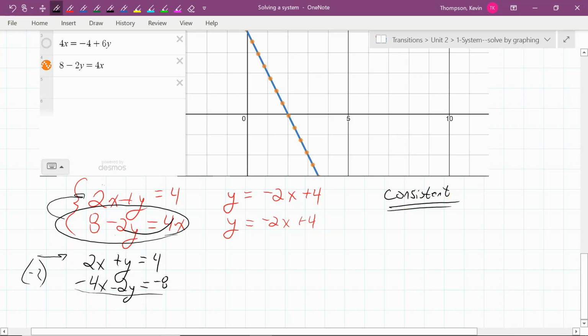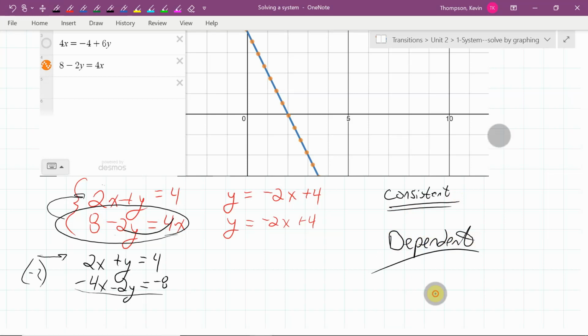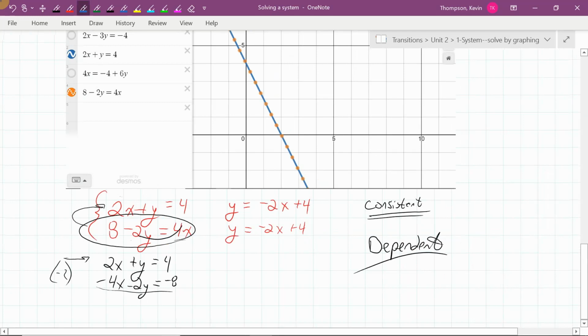So we're going to call it consistent, but we also use the phrase dependent. An important element here is that sometimes we'll just say there's an infinite number of solutions. And again, all of this should be in your notes. You've got to be able to refer back to infinite number of solutions.